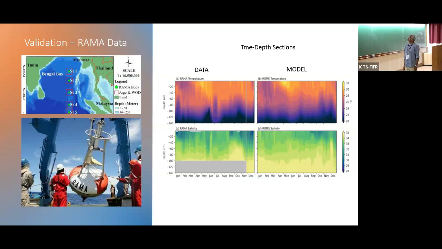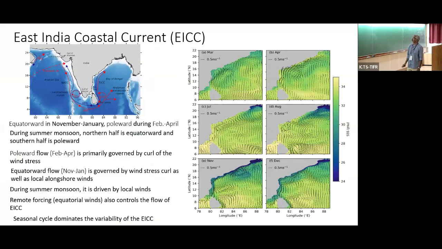This is a similar comparison for the time-depth section of the data and the model, and you could see similar patterns. The model performance is very good, but there are differences in both the magnitudes and the times when the pulses of low salinity waters appear at these two locations.